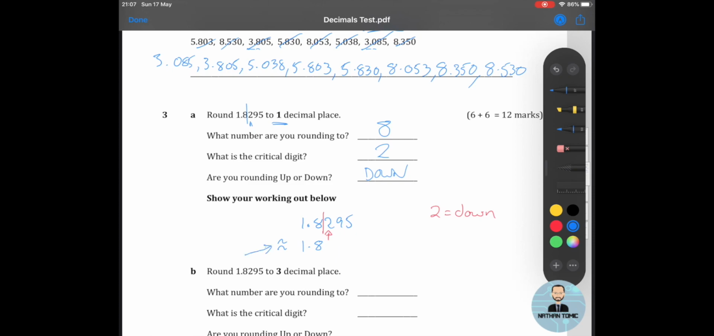Now this approximately is super critical. Remember, if I just wrote equals 1.8, I would be absolutely wrong, because 1.8295 is definitely not equal to or the same as 1.8. Okay, but that squiggly equals, which we've talked about before, means that it's approximately equal to, it's close to, and that is what we're looking for.